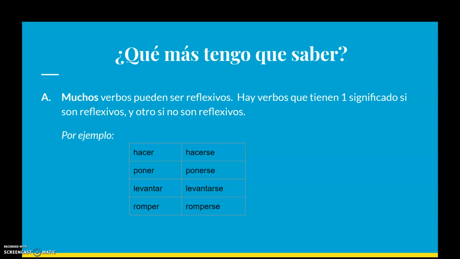Romperse means to break oneself. So it's something you're really only going to use if you're talking about breaking a bone or something along those lines. So that's a distinction there. So be aware. If you're not certain if a verb can be reflexive or what the difference in meaning would be if it's reflexive, it's absolutely 100% always okay to double check and ask.